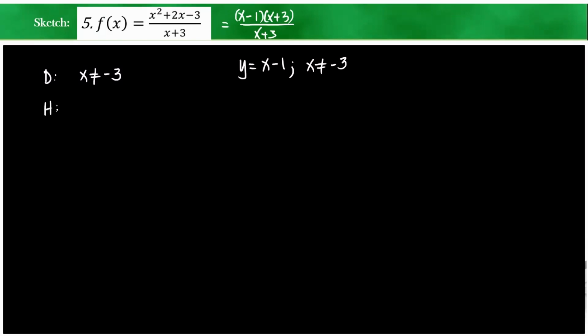Okay. Holes. Are there holes? Yes. X equals -3 is a hole.